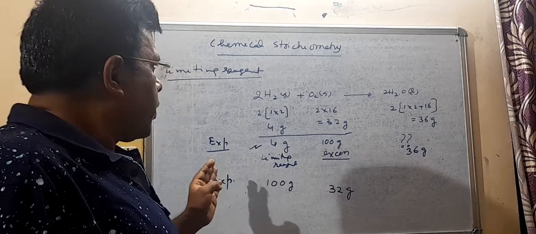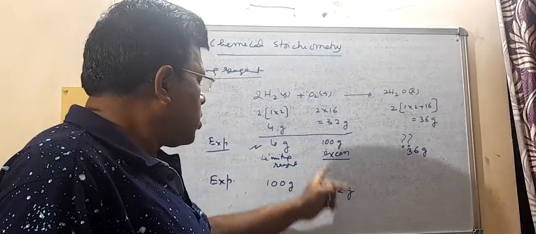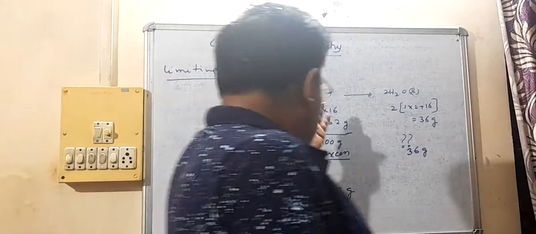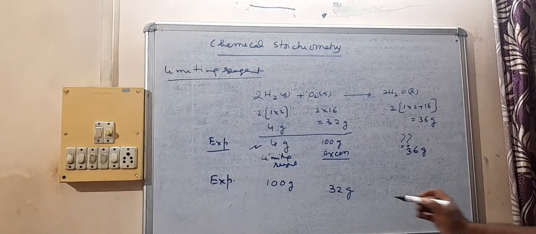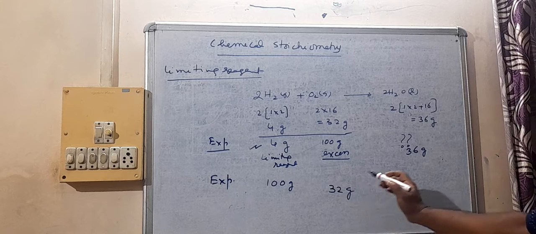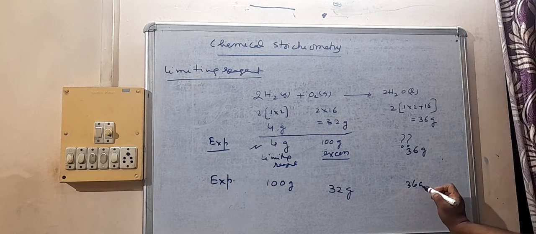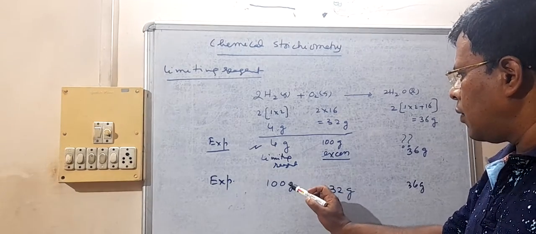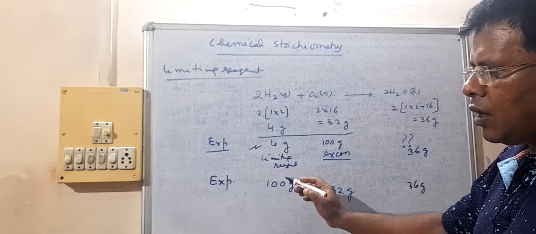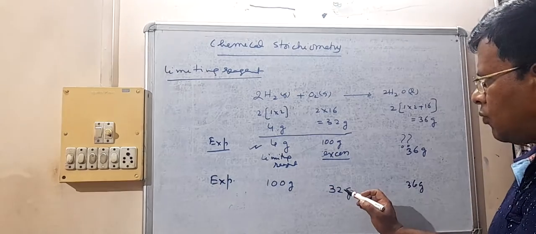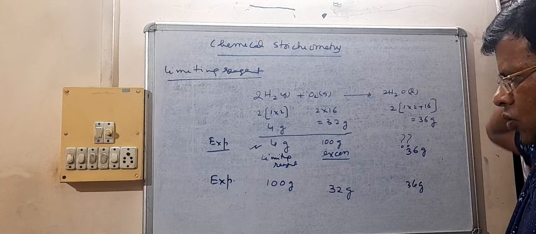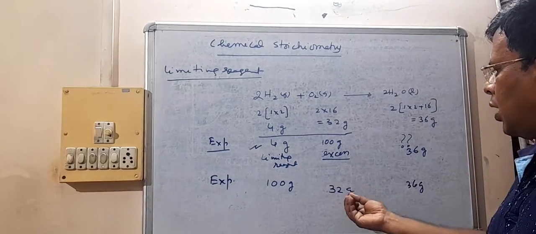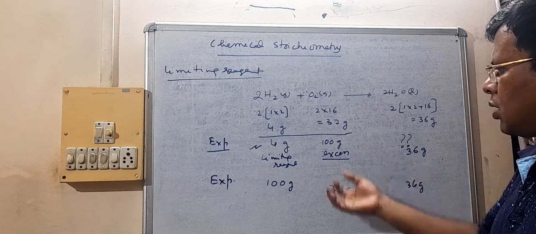So in this situation, it is oxygen which will completely react, and of course we will get 36 grams of water only. Here hydrogen will remain in excess, and oxygen will totally react. So when we have 100 gram of hydrogen and 32 grams of oxygen, then this 32 grams of oxygen is the limiting reagent.